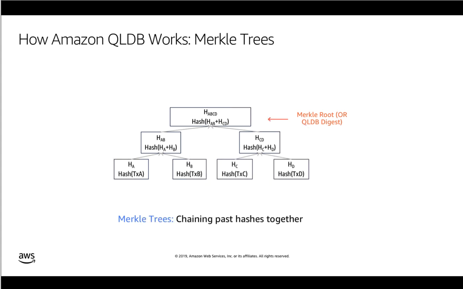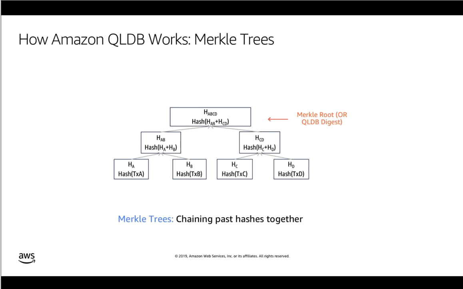Another important concept in QLDB is Merkle trees. Now, as you may already know, a Merkle tree is a tree data structure in which each leaf node represents a hash of a data block. Each non-leaf node is a hash of its child nodes. This concept is commonly used in blockchains. A Merkle tree enables efficient verification of large data sets with an audit-proof mechanism. And at the top of this image, you can see a Merkle root or a QLDB digest, which is the hash of all the hashes of all the transactions that are part of a block in a blockchain.